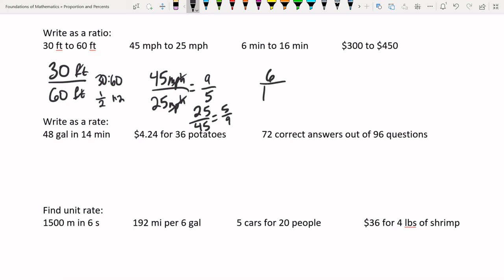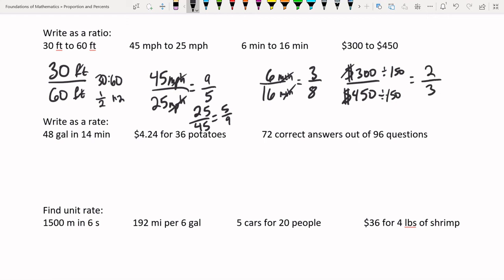6 minutes to 16 minutes. Those, of course, cancel. We can divide by 2 on top and bottom, and we get 3 to 8. And, of course, $300 to $450. Those cancel. We can divide top and bottom by 150. And that gives us 2 to 3.